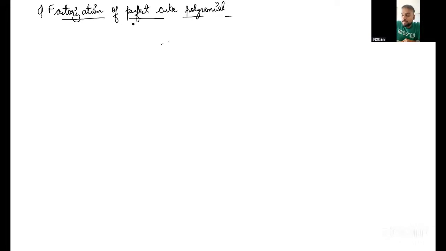Okay, so factorization of a perfect cube polynomial. For example, the question is given like x cube plus 6x square y plus 12x y square plus 8y cube. The question is like that. Then how will you solve it? Listen here.